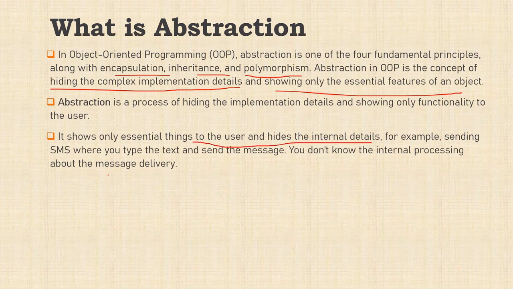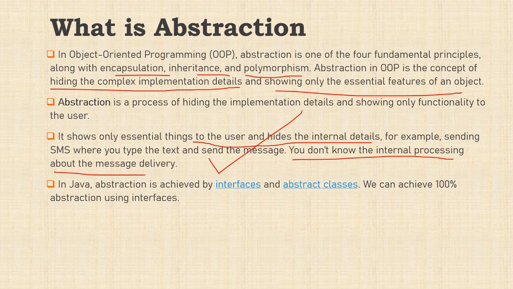For example, sending an SMS: you type the text and send the message, but you don't know the internal processing of the message delivery. The user doesn't know how the message is being sent. If the user wants to send a message, the user can easily send it, but the user doesn't know the internals of how the message is being sent.